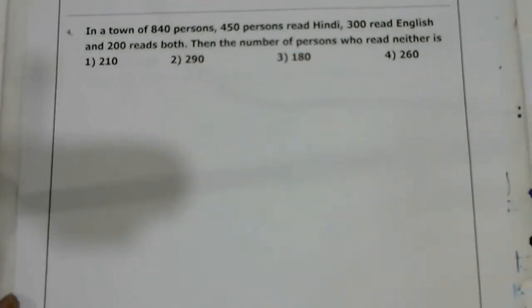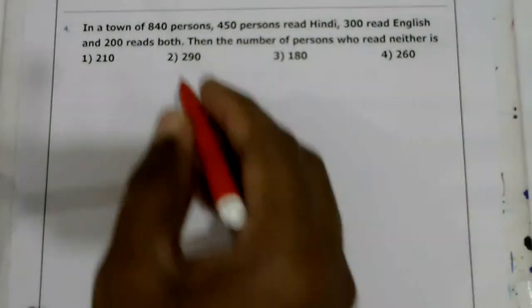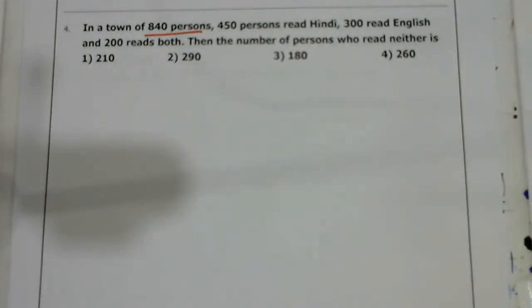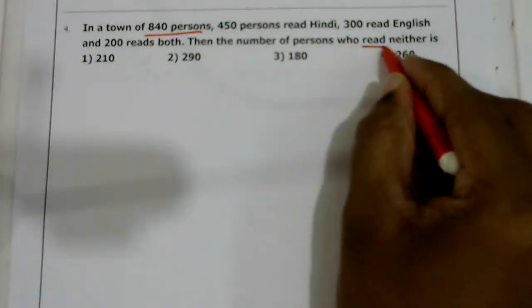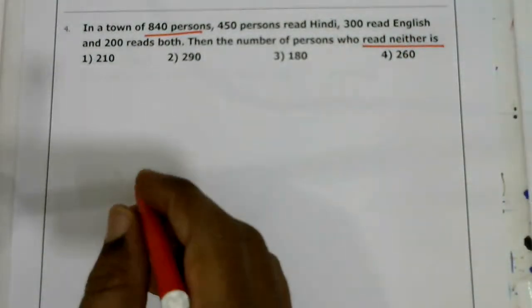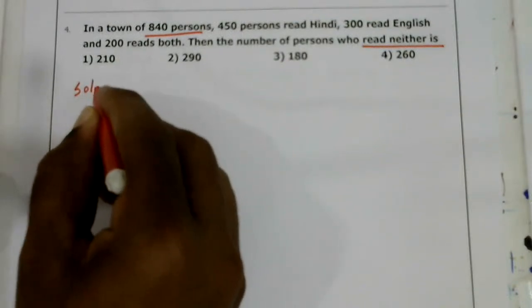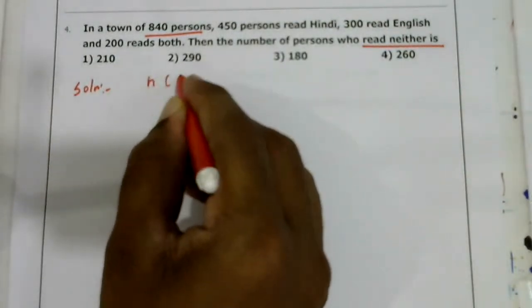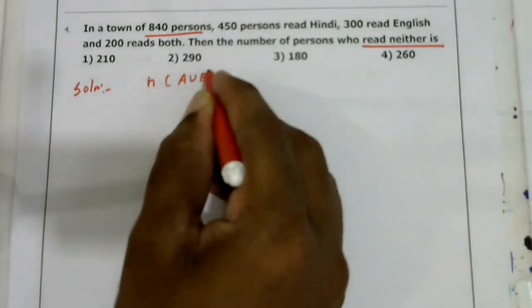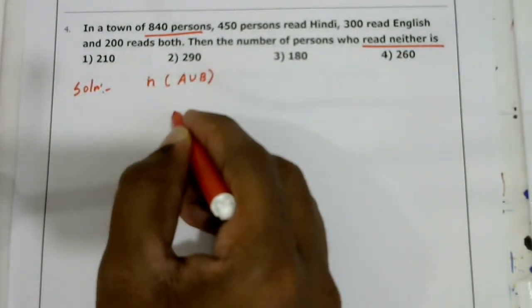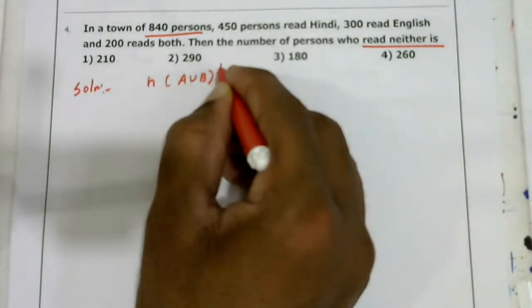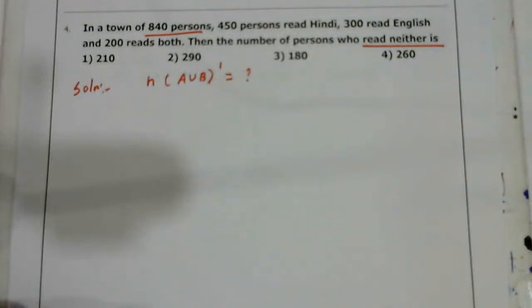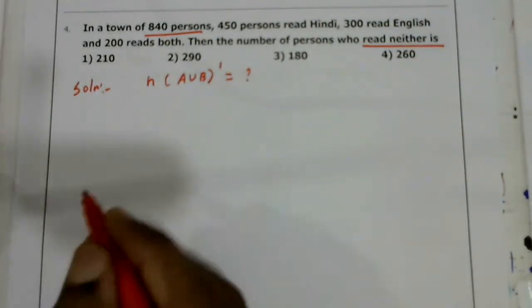The next question says, in a town of 840 persons, 450 persons read Hindi, 300 read English, and 200 read both. Then find the number of persons who read neither. So what does neither mean? Neither A nor B. Either A or B means A union B, but neither A nor B means the complement of A union B, n of (A union B) whole dash equal to question mark. So neither A nor B is your (A union B) whole dash.